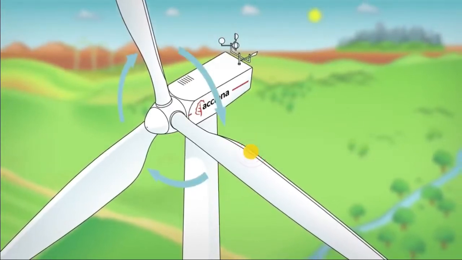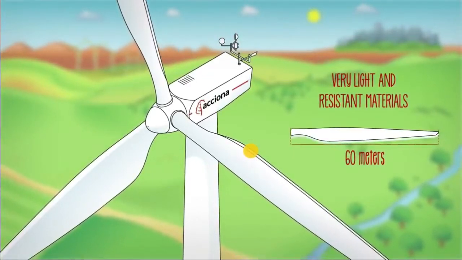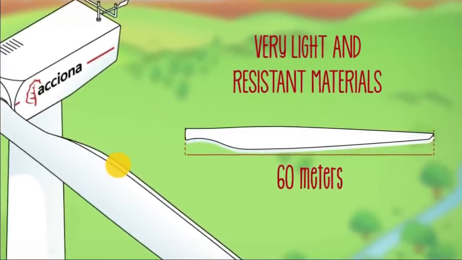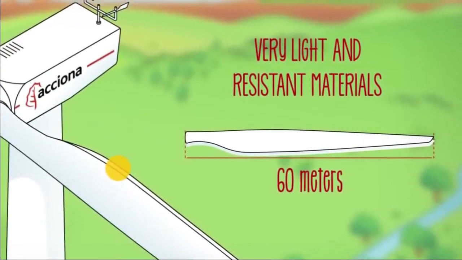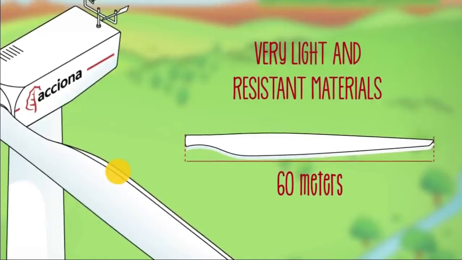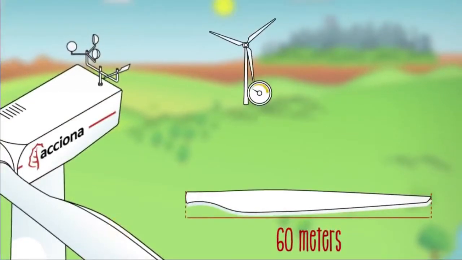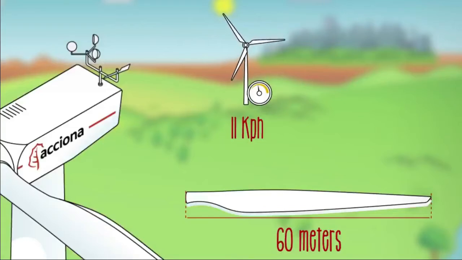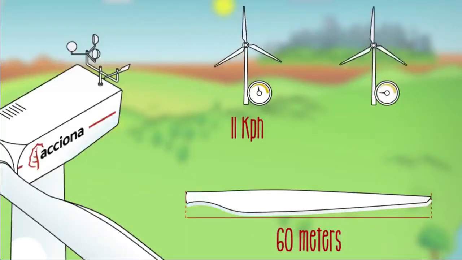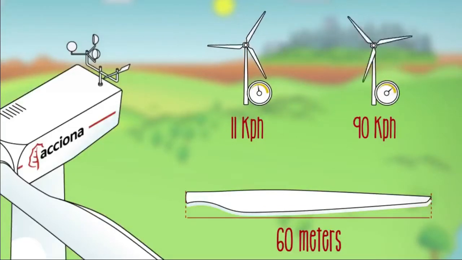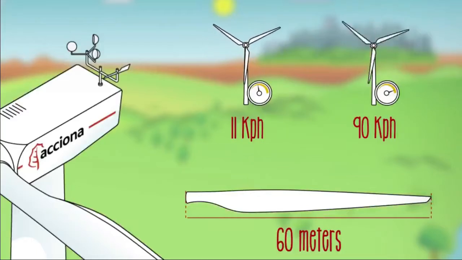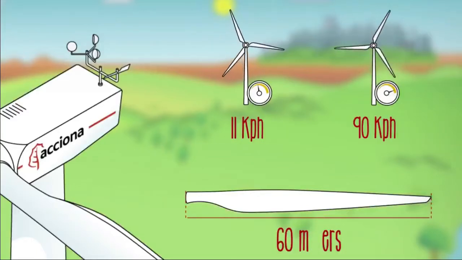They can be as long as 60 meters each and are made of very light and resistant materials for ease of movement. This is why they can produce energy even with very light winds, starting from about 11 kilometers per hour. With very strong winds, above 90 kilometers per hour, the blades are placed in the feathered position and the turbine stops spinning for safety reasons.